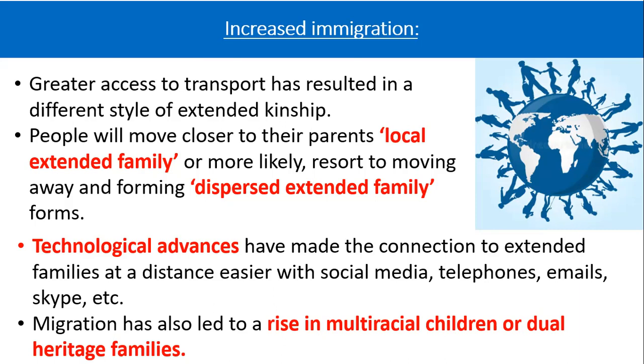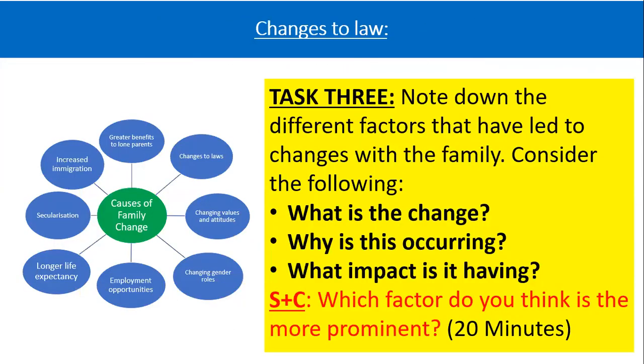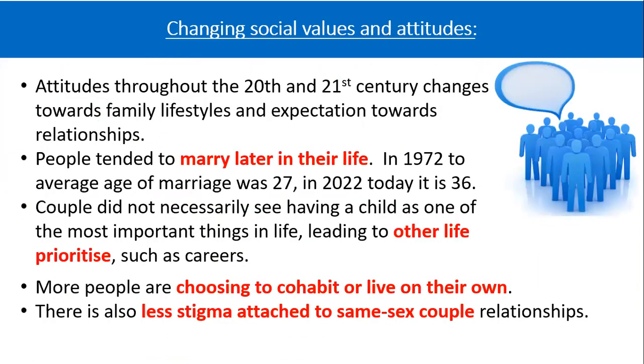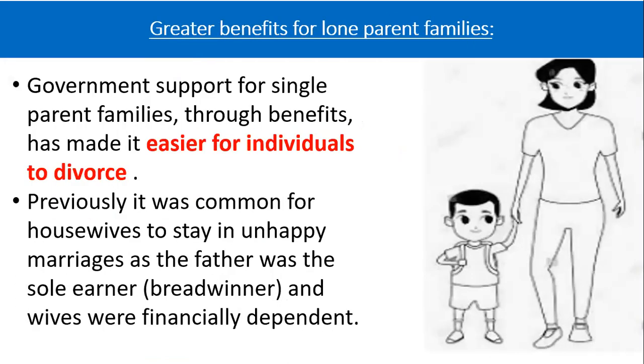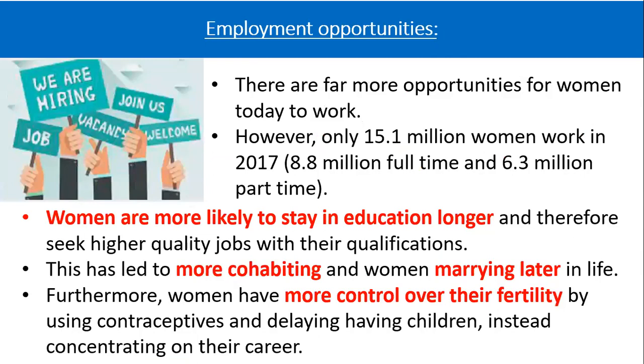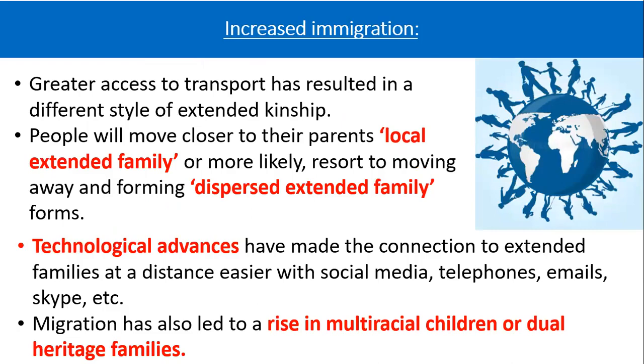Migration's also led to a rise in multiracial children or dual heritage families, which has led to this hybridization of different ideas about what a traditional family is. So just make sure that you've got a summary for each one of those. So it is the changes to law, changes of values and attitudes, changing gender roles, greater benefits for lone parents, employment opportunities, longer life expectancy, declining religion, and increased immigration.